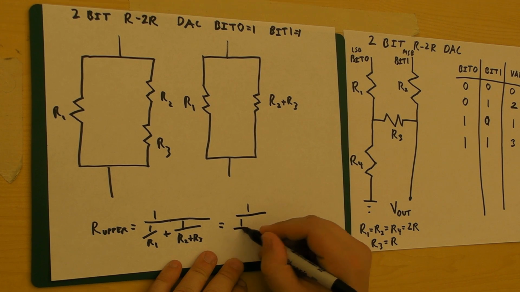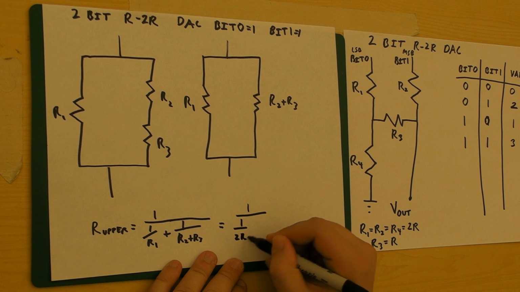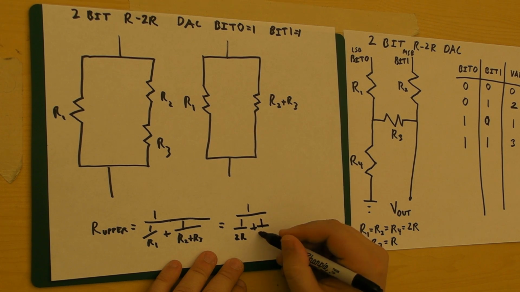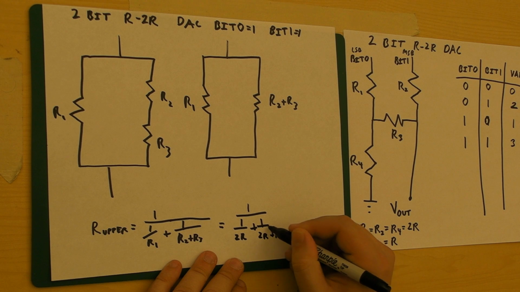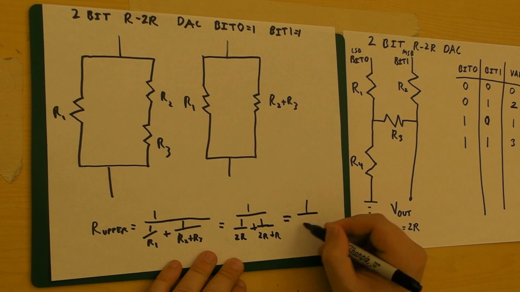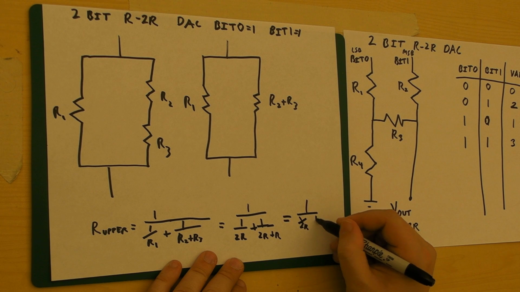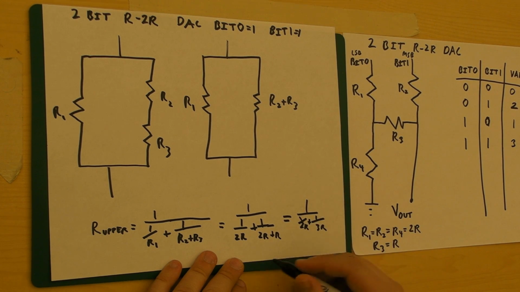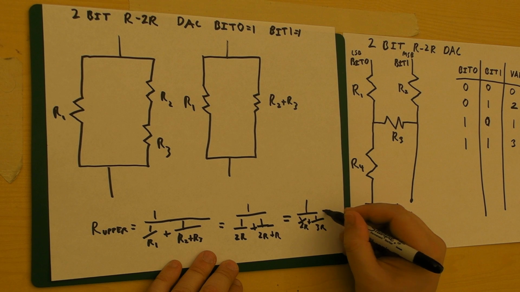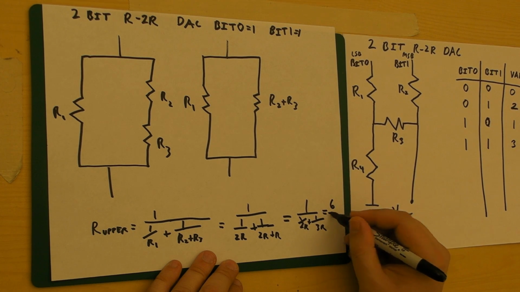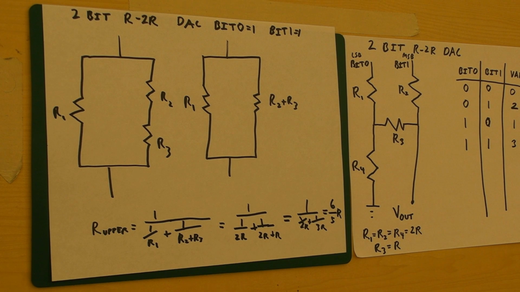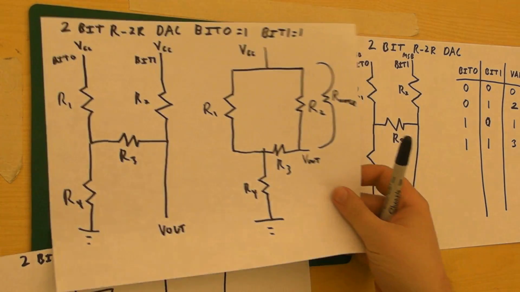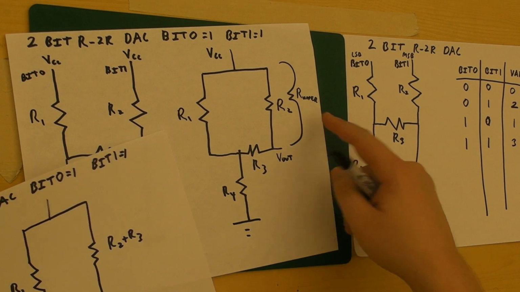So we end up with 6/5 R again. Well, that's useful. We've seen this before when we did the lower one. Well, okay, let's go with it. Going back to our circuit, we now know that R upper is equal to 6/5 R.